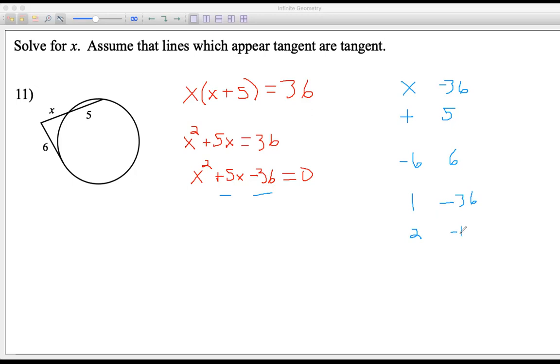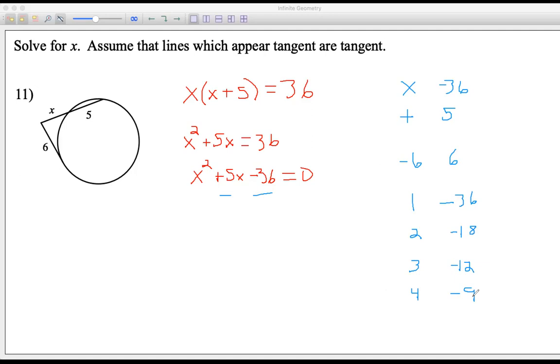And it's got to be negative 18. Does that add up to 5? All right. What's the next number? 3. 3 and what? Yeah, it does. Negative 12. Does that add up to 5? Running out of numbers. What's the next number? Does 4 go into 36? Times 9. In this case, it would be negative 9. Does that add up to positive 5?